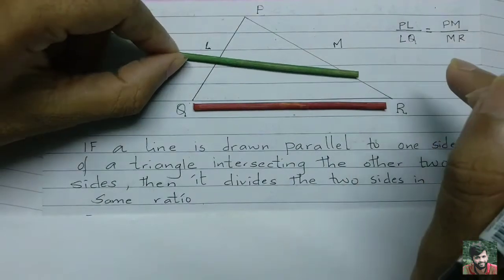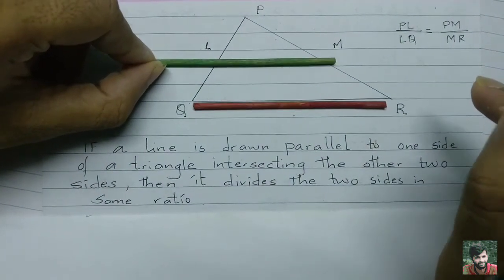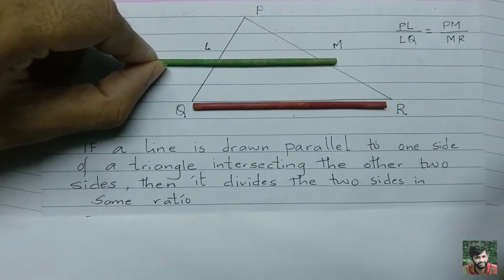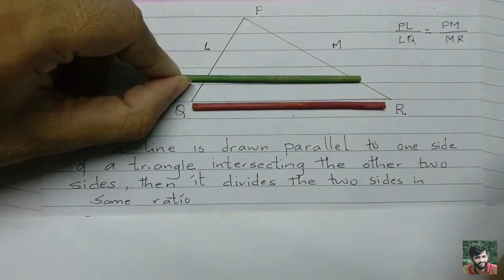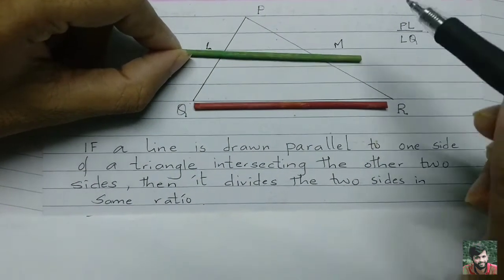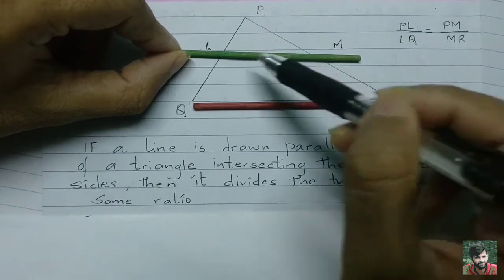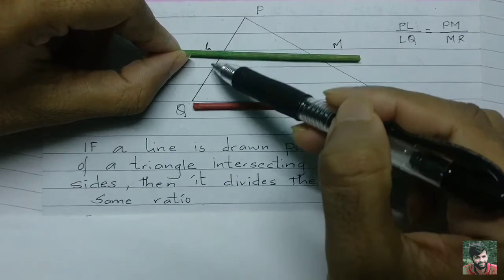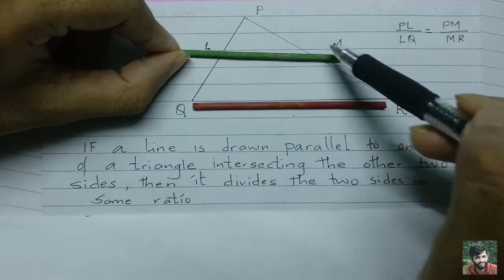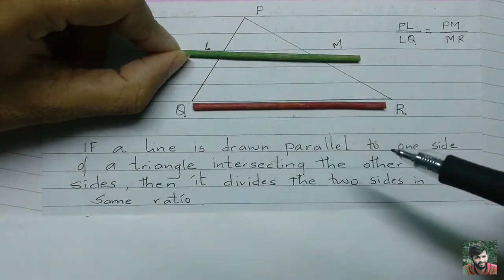Is it necessary that this line that is drawn parallel has to be from the midpoints or something? No, it is not necessary. It can be over here, it can be over here, anywhere. All you have to remember is, if a line is drawn parallel to one side of a triangle, then it will divide this upon this is equal to this upon this. That's the basic proportionality theorem.